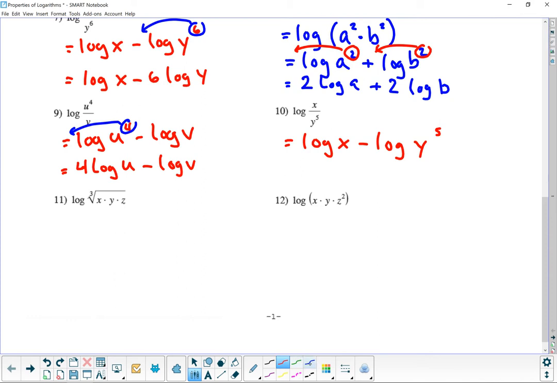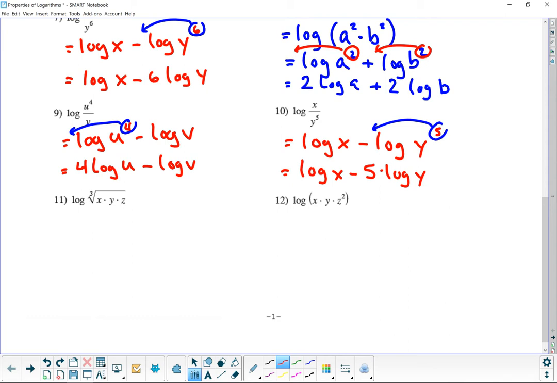Okay, another quotient, log x minus log y to the fifth power. And again, since it's a power, you bring this to the front of that log. This will end up being log x minus 5 log y. And if you want, you can put a little multiplication symbol over there.